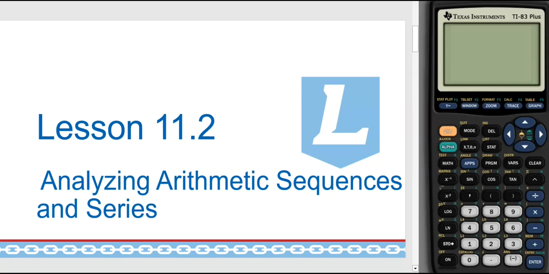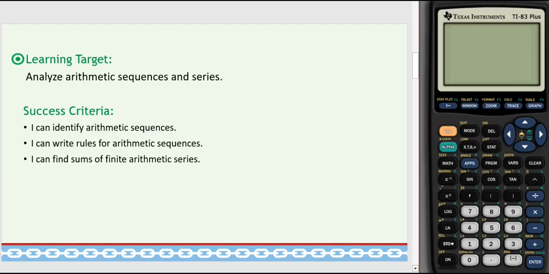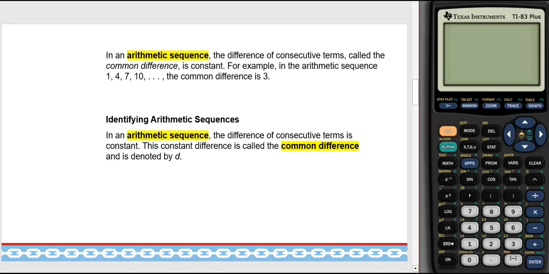Looking at lesson 11.2, analyzing arithmetic sequences and series. An arithmetic sequence has a common difference between consecutive terms. So looking at this example on the slide, right here, we have 1, 4, 7, 10. That is an arithmetic sequence because it has a common difference here of 3, right? It's plus 3 to get from term to term.